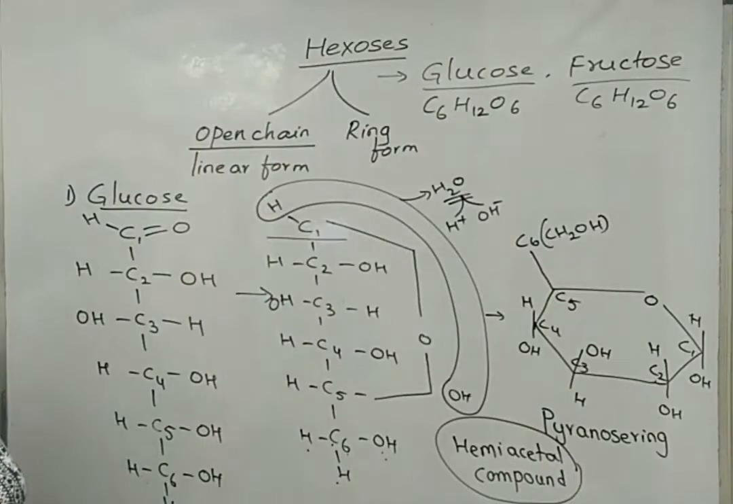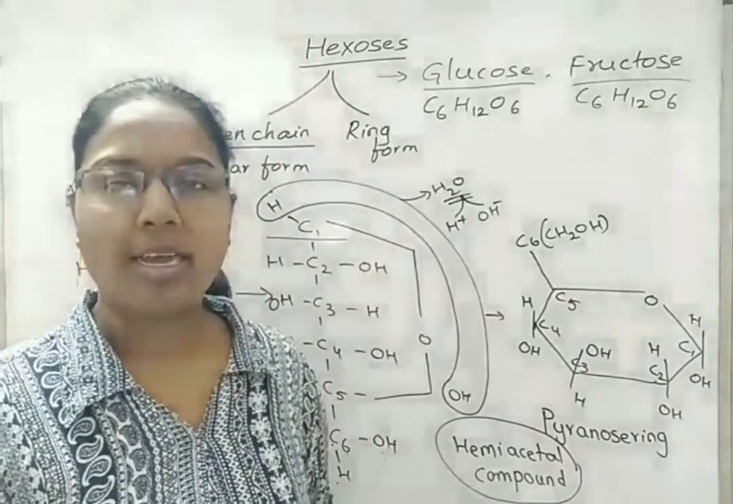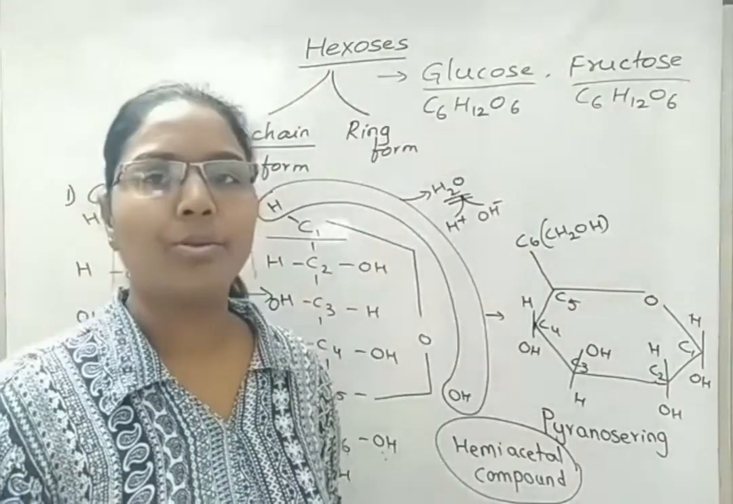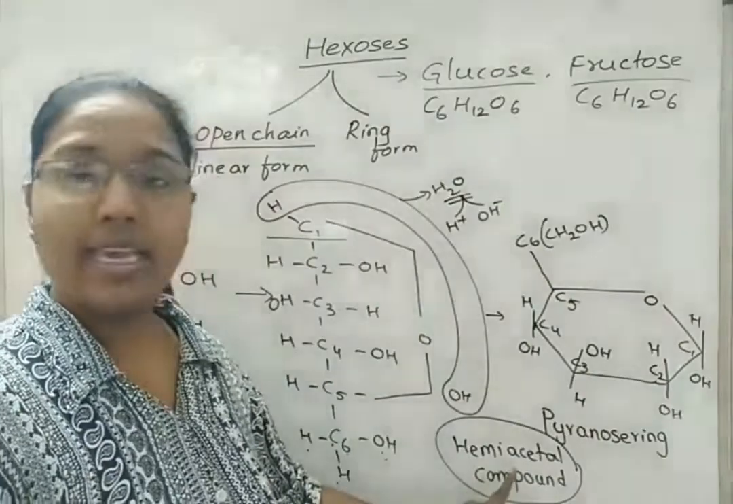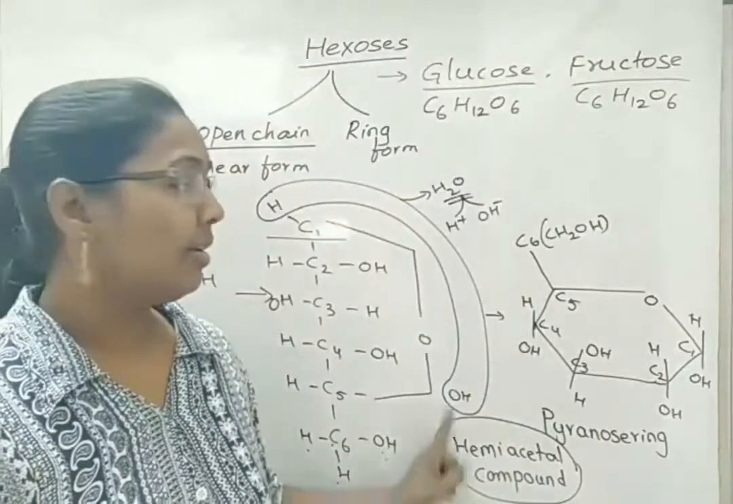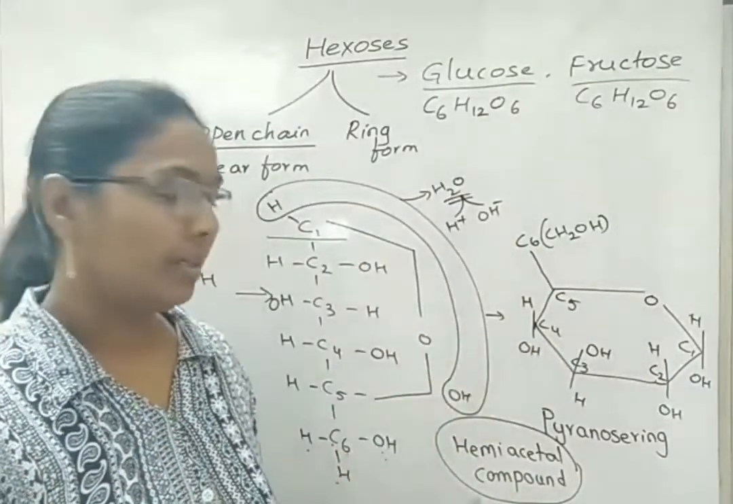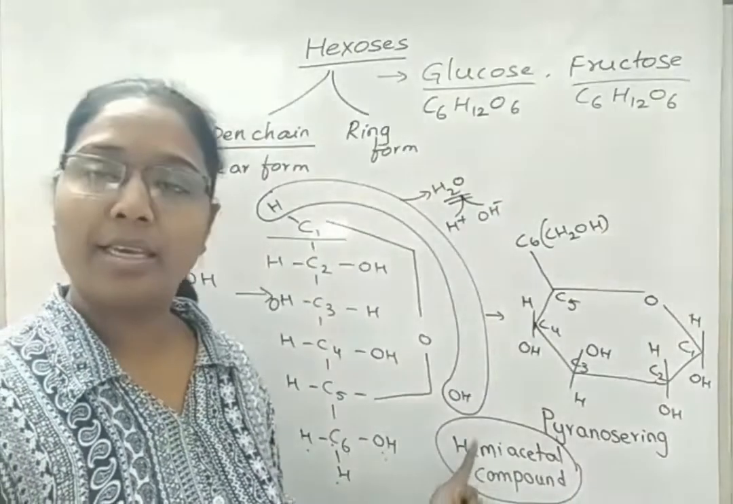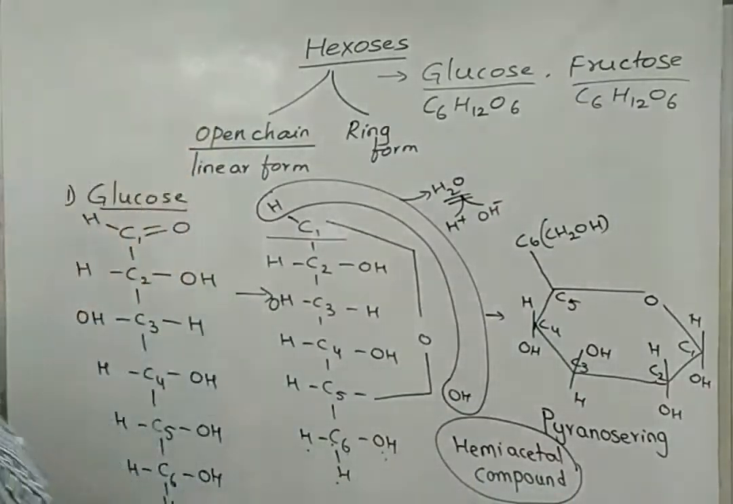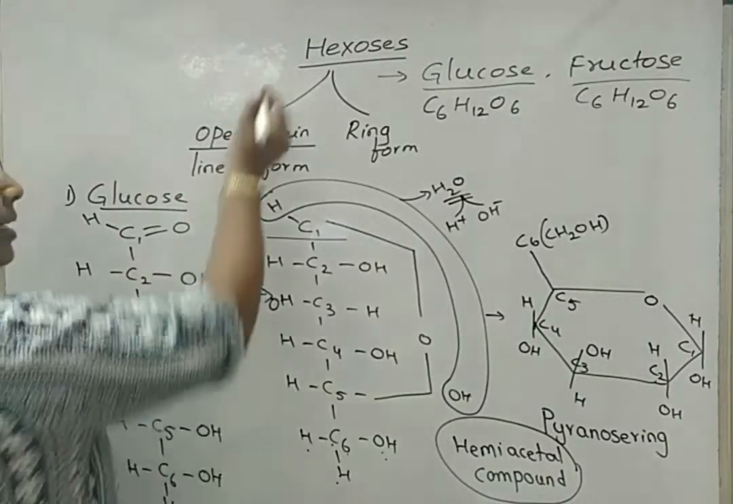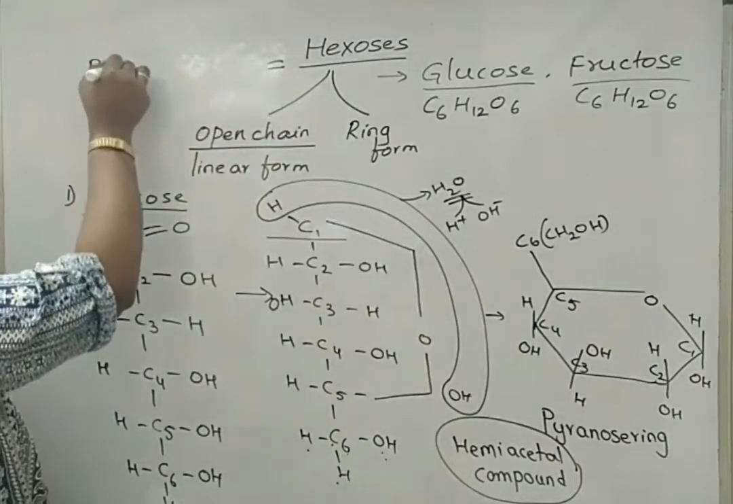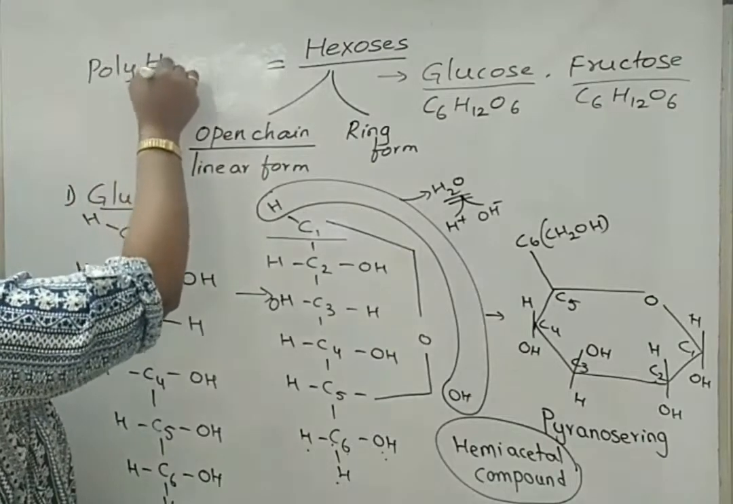But in the case of fructose, it is not so, because fructose at its second carbon has a ketone group. So there we cannot use the term hemiacetal. There we can use the term hemiketal compound after formation of the ring form from fructose. Now, there is another term commonly used for hexoses, that is polyhydroxy compounds.